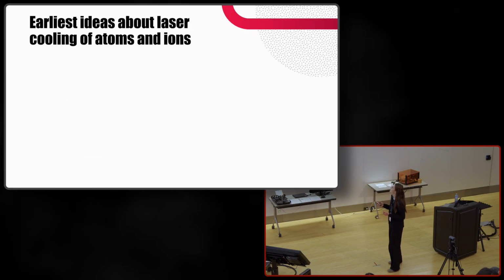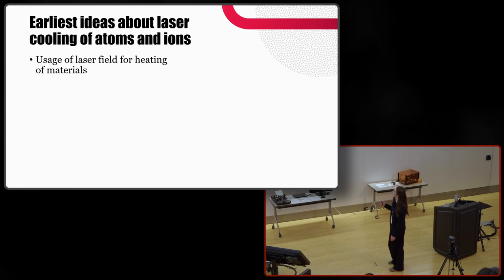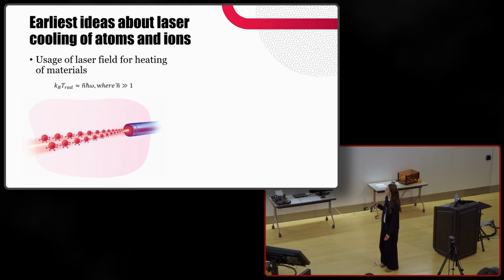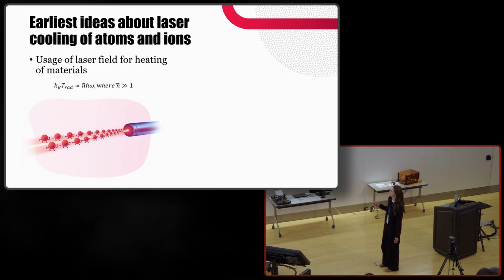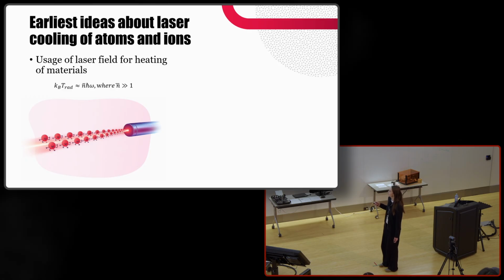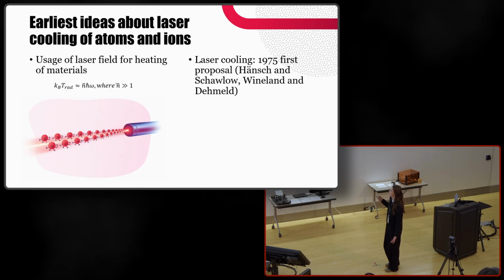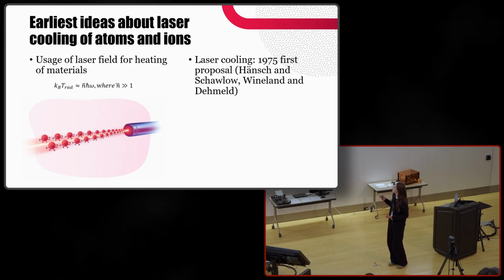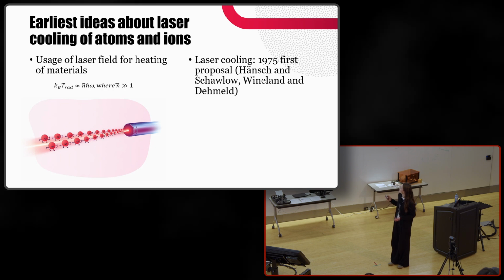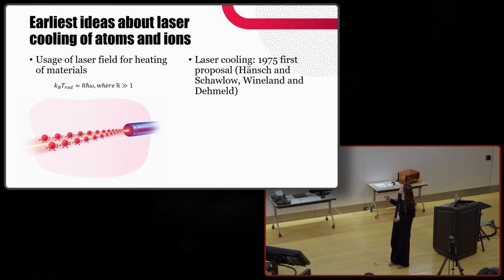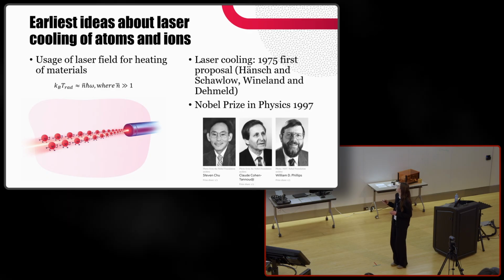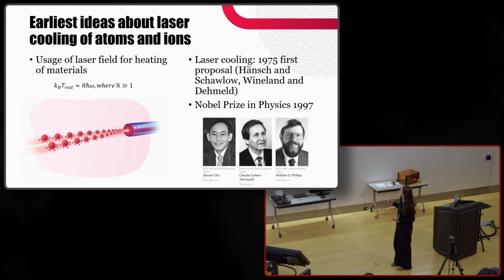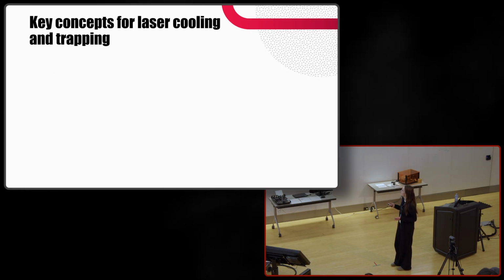this gap. Since the invention of the laser, using the laser for heating of materials was kind of obvious because it has a lot of photons with high energy. Therefore, it can transfer energy to materials, while the idea of using lasers for cooling of materials was not that obvious and only came in 1975, but already in 20 years, the Nobel Prize was received for this topic by this brilliant scientist. And I will explain today how it works.